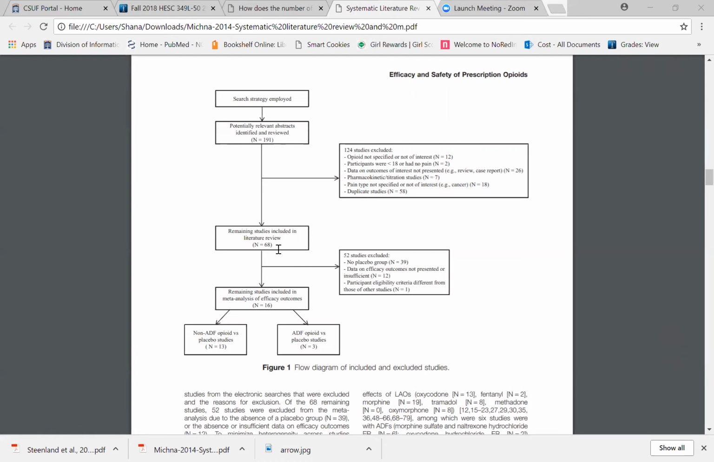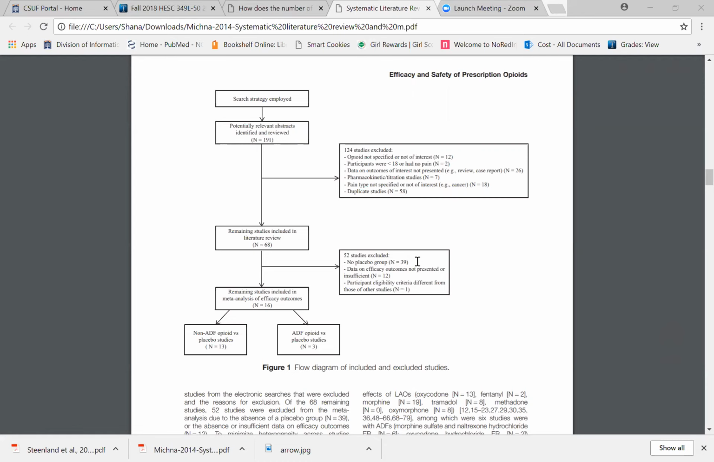Now, they don't stop here. They go down to 16 studies in the next group, because then they looked at whether or not studies actually included the type of controls that we were talking about in that very first week. We were talking about all the different kinds of studies. You can see here 39 were excluded because they don't have a placebo group.